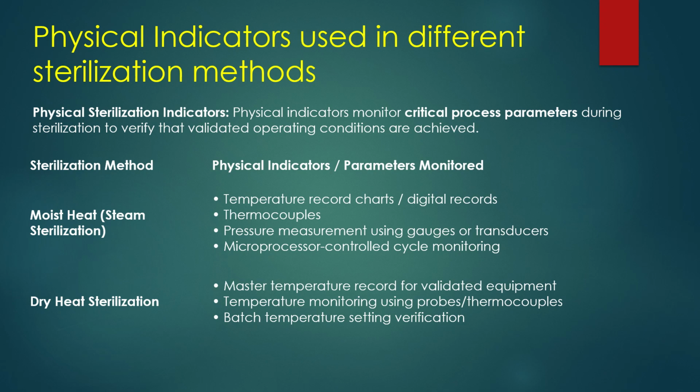Modern sterilizers also employ microprocessor control systems for continuous cycle monitoring and documentation, ensuring that validated sterilization conditions are consistently achieved. In dry heat sterilization, physical indicators include master temperature records, probes, or thermocouples for temperature monitoring, and verification of batch temperature settings to ensure effective sterilization conditions.